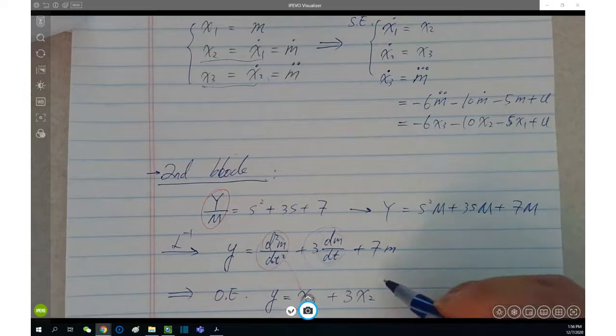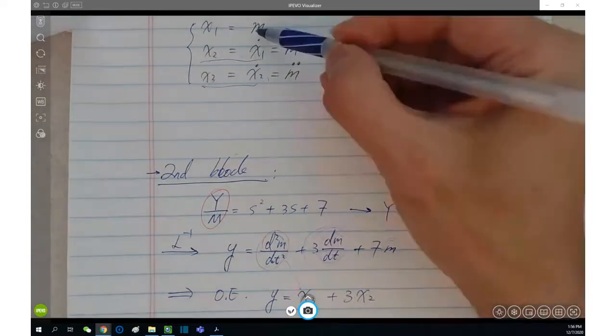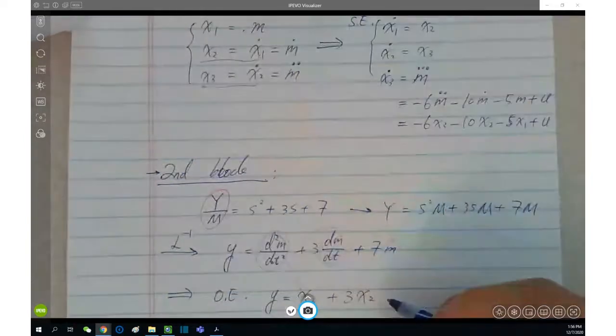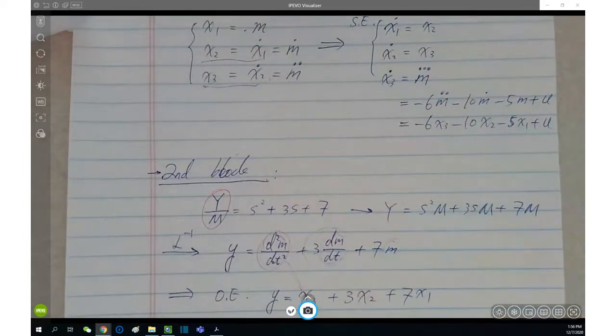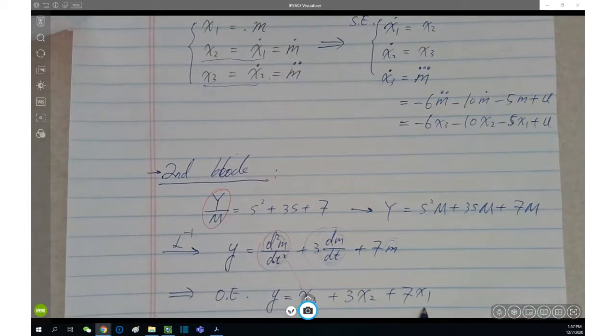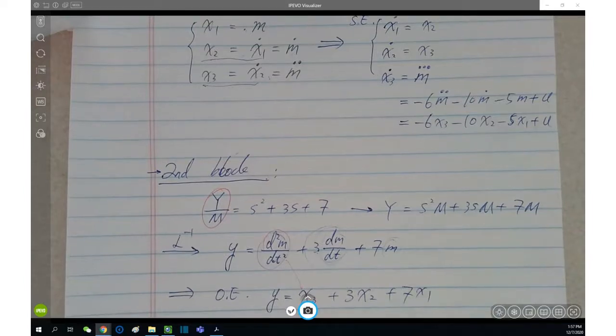And the last one, m is what? M is, go back to here. M is x1. And then you take a look at the output. Output equals the linear combination of all of the state variables, without input, but that's okay. The coefficient of input is 0 then. Perfectly fine.